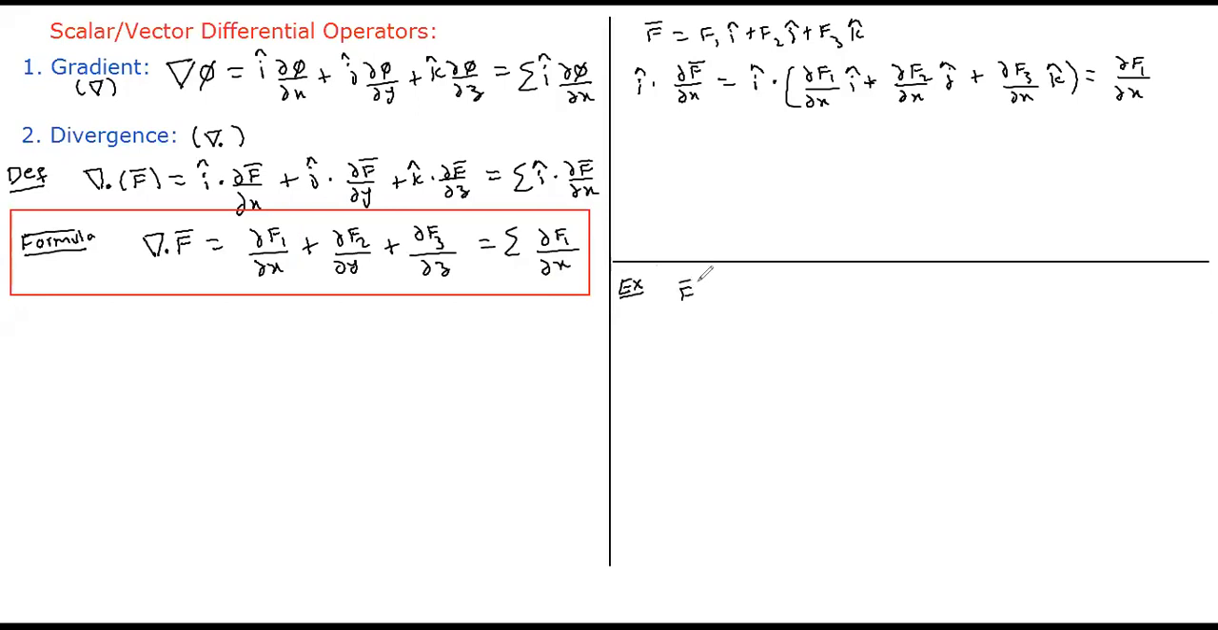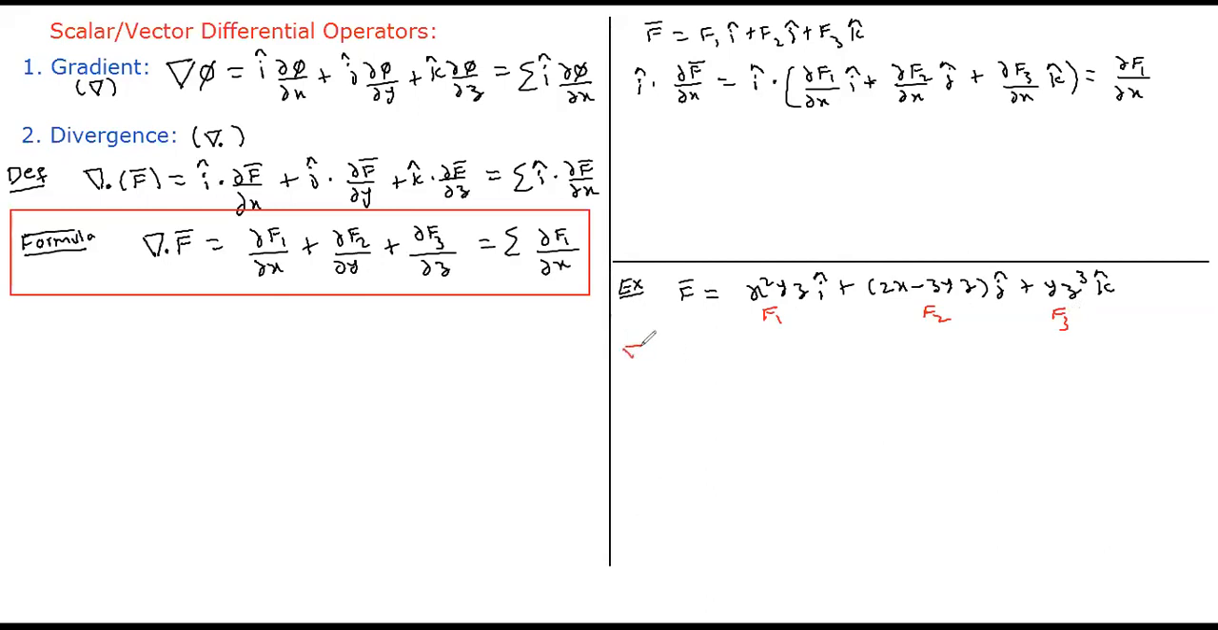Let us take f bar equal to x square yz i bar plus (2x minus 3yz) j bar plus yz cube k bar. So what is f1? F1 is the first component, f2 is the second component, f3 is the third component. So what is del dot f bar then?